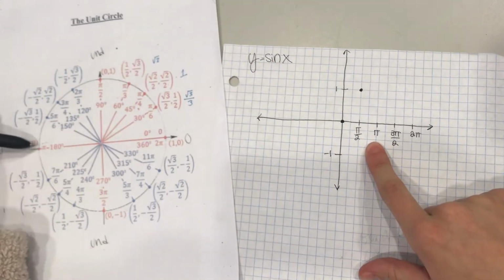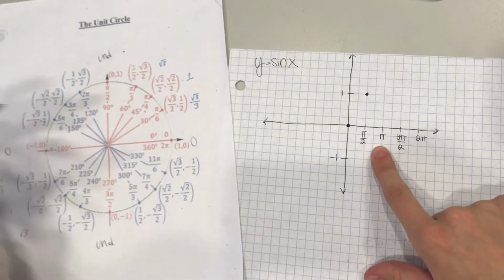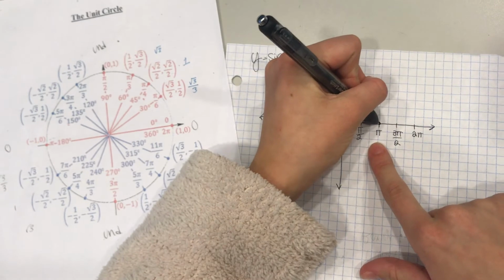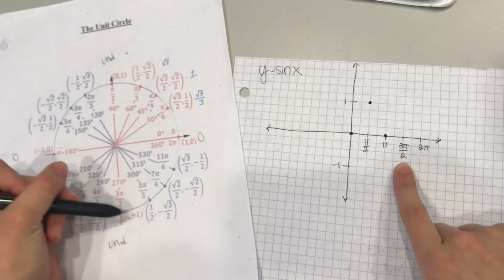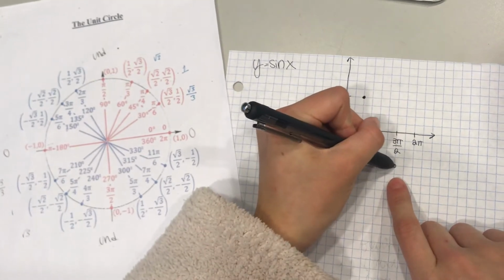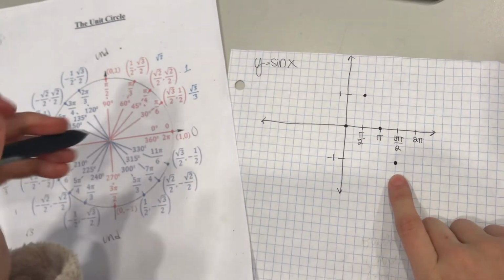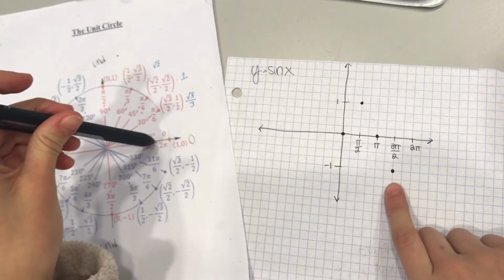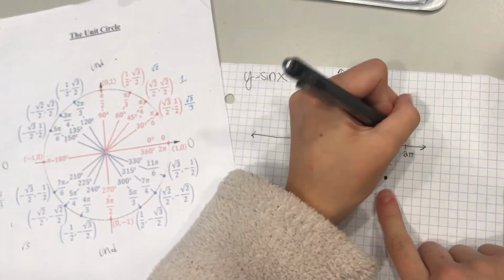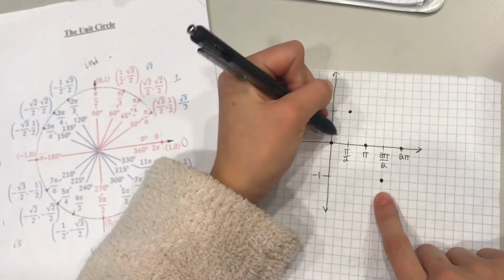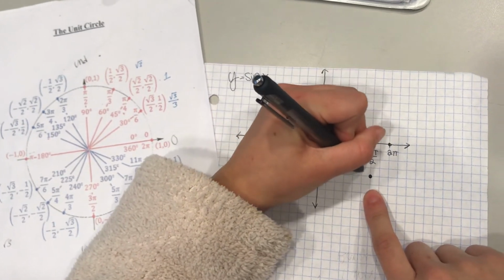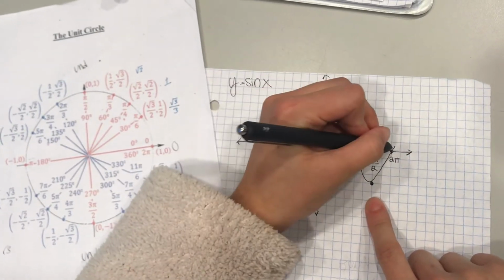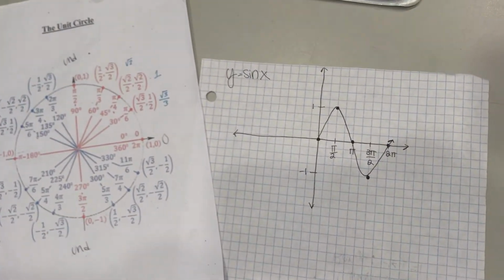And next we go to pi, and the sine is 0 again, so we go back to 0, and 3 pi over 2, our sine is negative 1. So we go all the way down to negative 1. And one whole revolution goes to 2 pi, where our sine will be 0. So we plot that, and once you have your 5 points, you can draw your line. And that's our parent function.